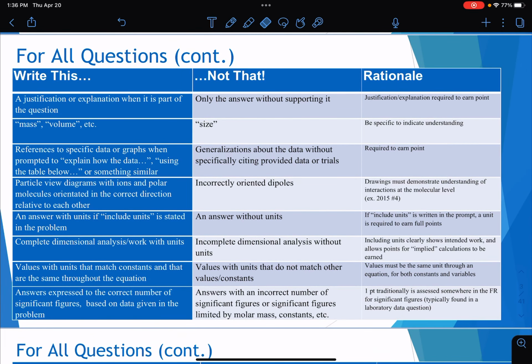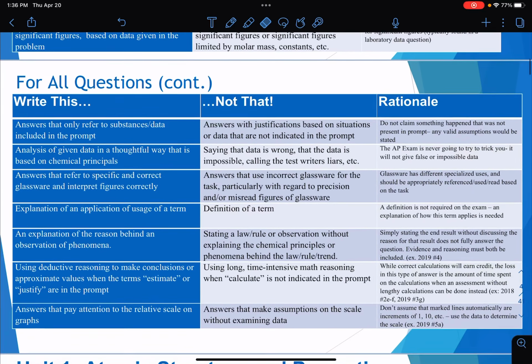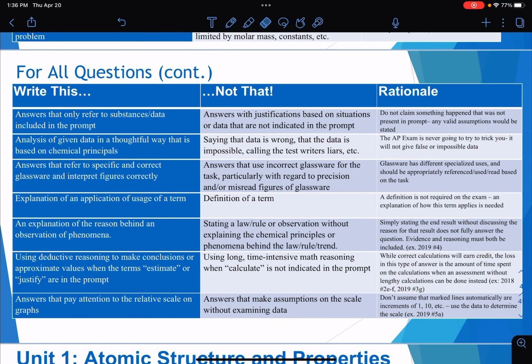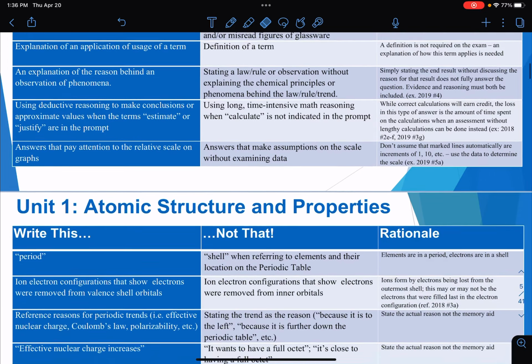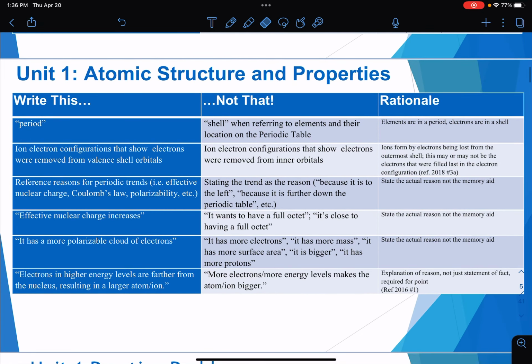And here's some more. Pause and read through all of these. All right, here are some specific Write This, Not That for Unit 1. Pause and read through all of these.